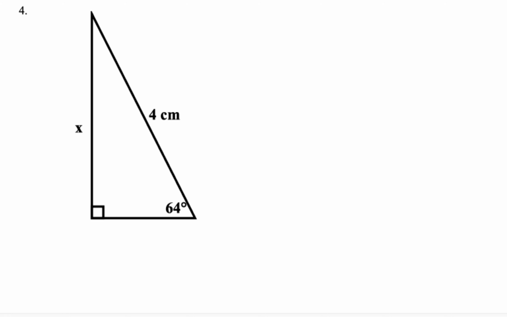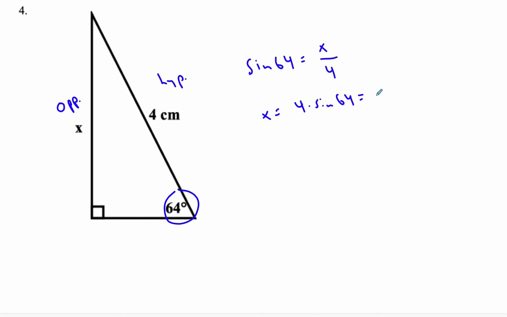So the last four problems are simply applications of just finding these sides. So based on this angle, this would be the opposite side. This would be the hypotenuse, which means opposite over hypotenuse means sine of 64 is equal to x over 4, which means x equals 4 times the sine of 64, which is 3.59, or 3.6 if you wanted to round. But please note, I did not have to do anything else here. All I did, no units or anything like that, was just find the value, okay?